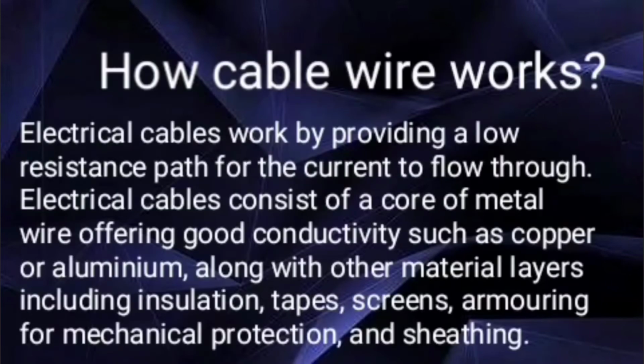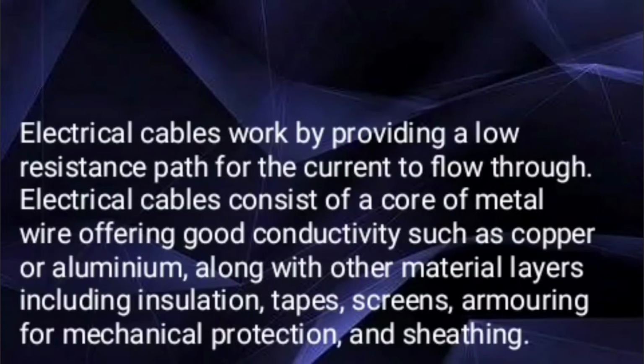Electrical cables work by providing a low resistance path for the current to flow through. Electrical cables consist of a core of metal wire offering good conductivity such as copper or aluminum, along with other material layers including insulation, tapes, screens, armoring for mechanical protection, and sheeting.